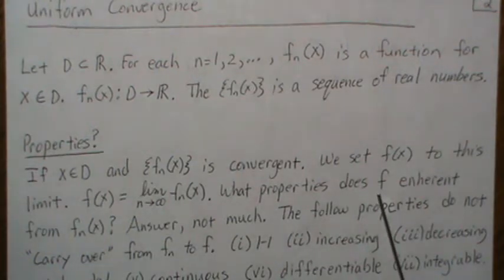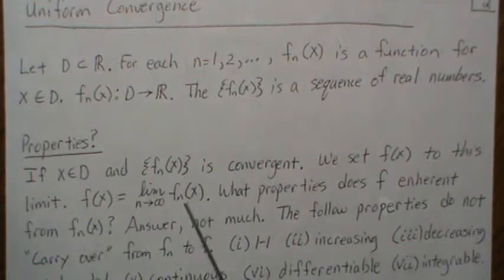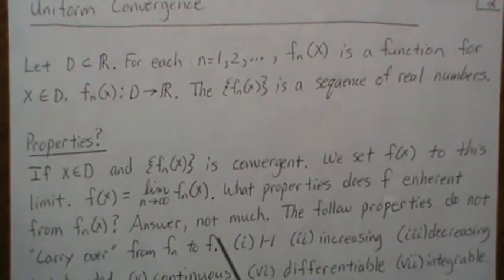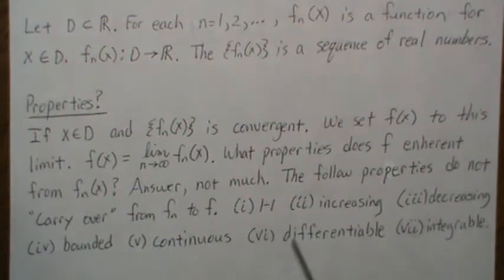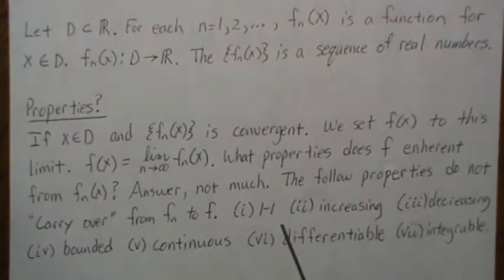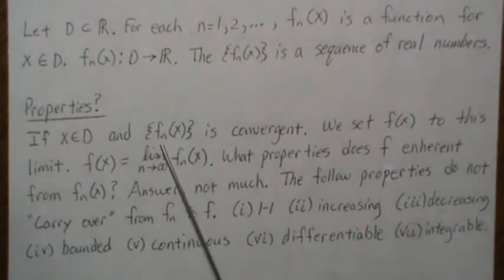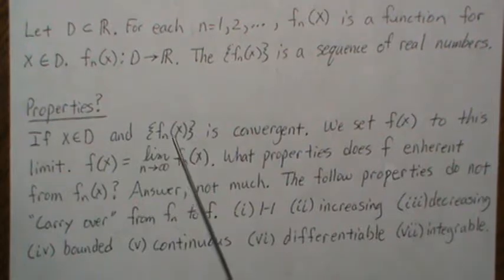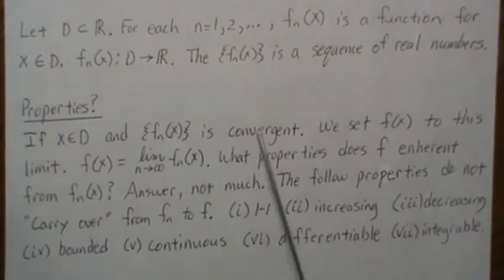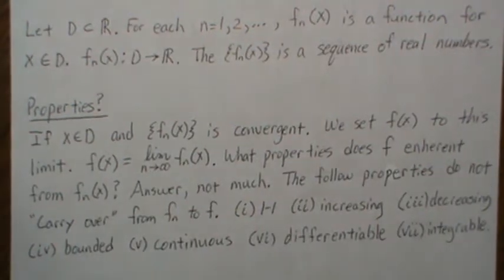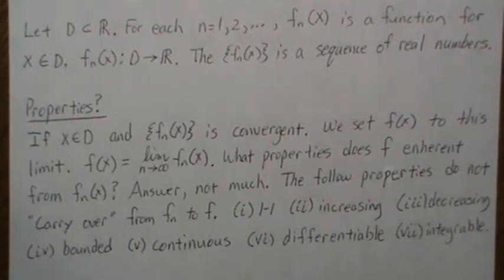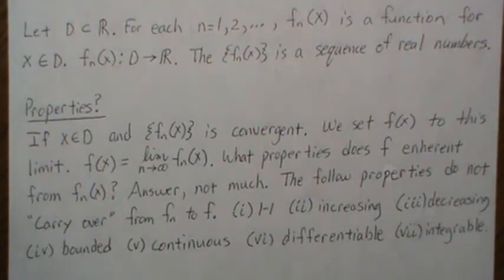Now what properties does f inherit from f of n? And the quick answer is not much. The following properties do not carry over from f of n to f: one-to-one, increasing, decreasing, bounded, continuous, differentiable, integrable. So not much carries over. So what we're going to try to do in the upcoming videos is introduce some criteria that if f of n's meet, then that carries over to f. Two of those criteria are pointwise convergence and uniform convergence, which we'll talk about on the second page.